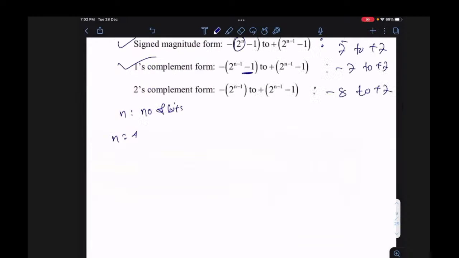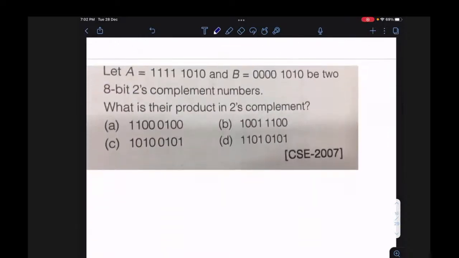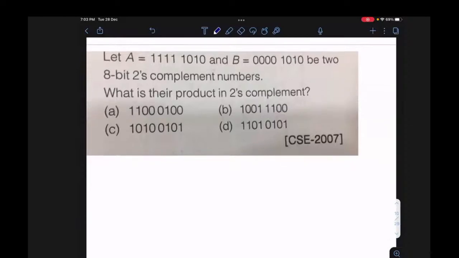Like this, you can expect questions. Some more questions I have taken, so let us try to solve these one by one. This question was asked again in Civil Service Examination 2007. Some of you might be surprised: how do you get civil service exam questions of this kind on digital?